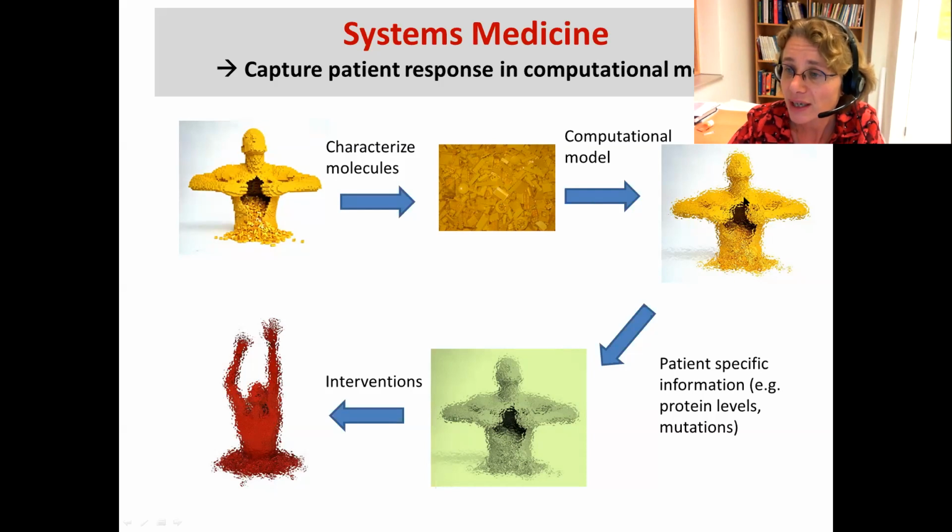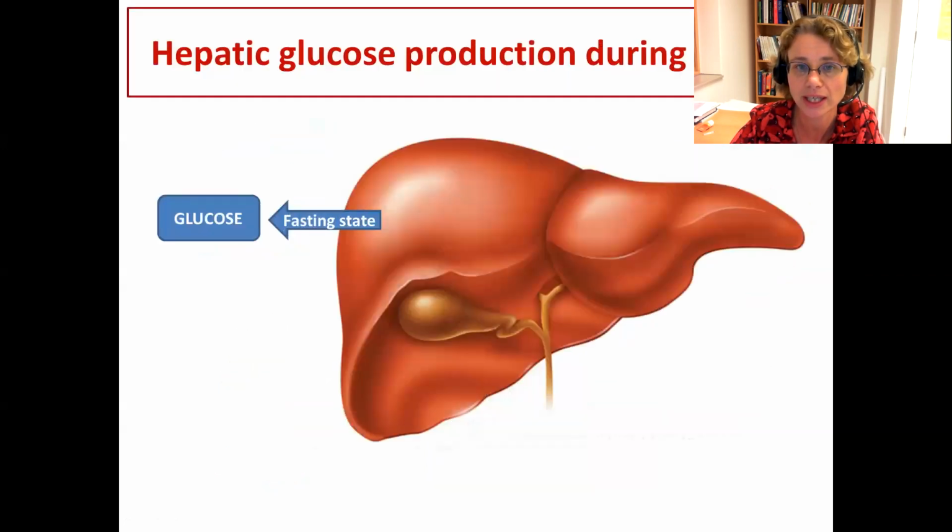If it's good enough, at least for the questions to be addressed, we can start putting in patient-specific information, like protein levels that may be different between different people, mutations, and then we can start seeing how a patient differs from a healthy person, but also what all kinds of molecular interventions would do on the system. So that's the philosophy of what I'm going to show you today.